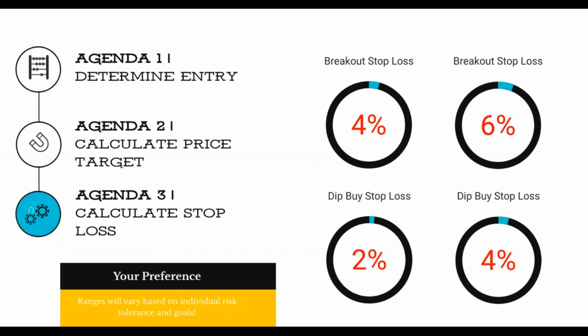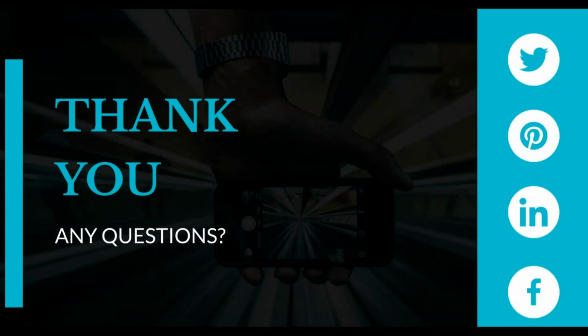And you'll notice on the stop loss, breakout stop losses are always going to be smaller, right? Because you want a positive or preferable risk-reward ratio. So for a breakout, your stop loss wants to range between 4 and 6%. And the dip buying stop losses, again, lower risk, lower reward type situation, want to range between 2 and 4%. Again, ranges will vary based on individual risk and tolerance.